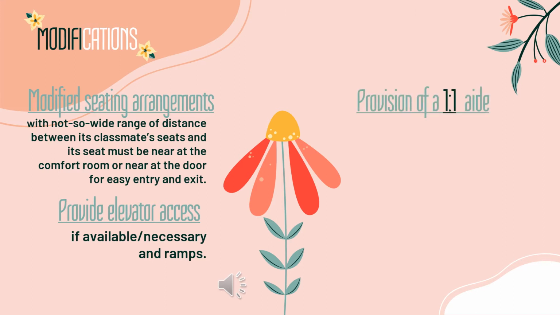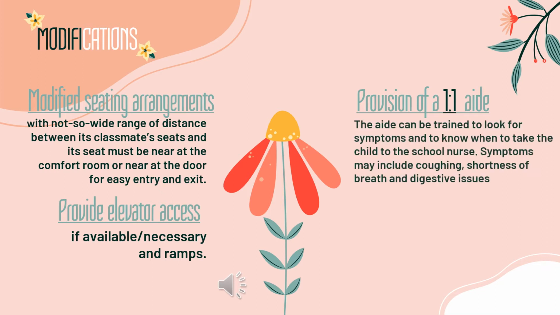Also, have a one-on-one aide, and that one-on-one aide can be routinely scheduled over the class time, especially on different dates. So this aide can be trained to look for the symptoms and to know when to take the child to the school nurse. Symptoms may include coughing, shortness of breath, and digestive issues.